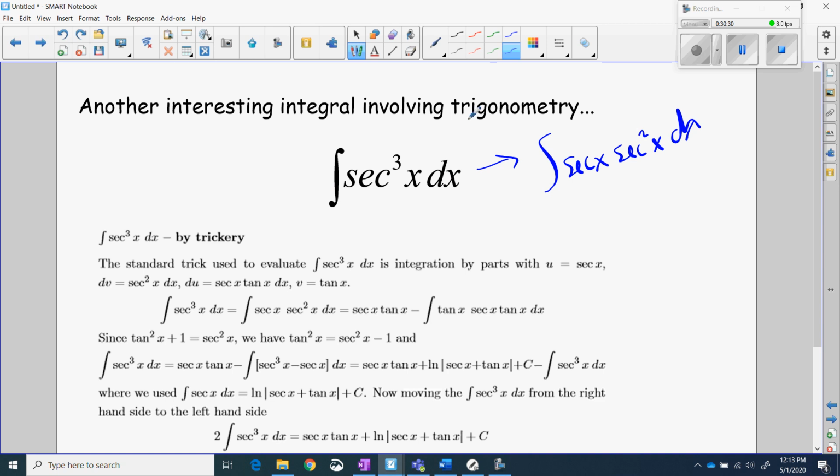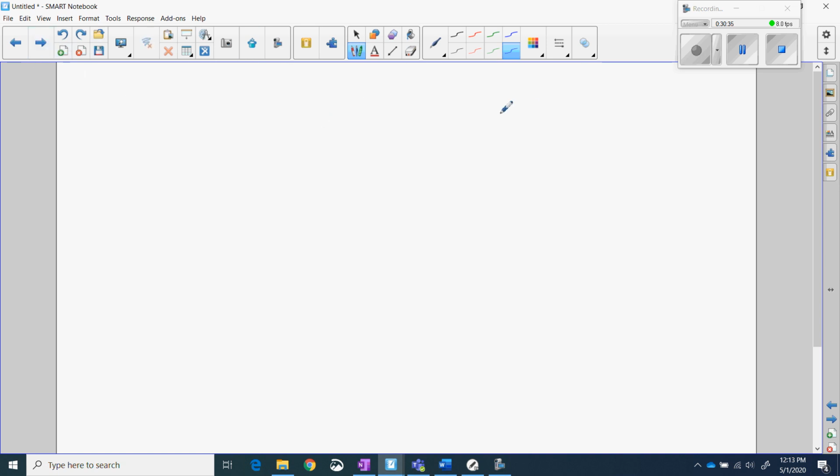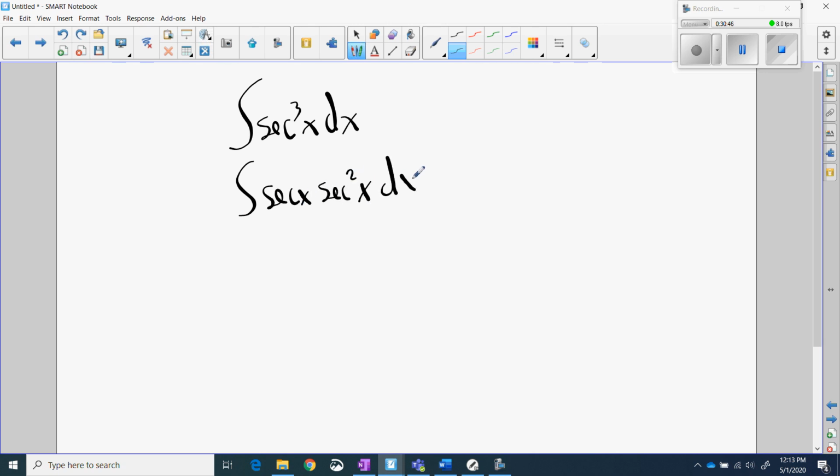So let's give ourselves a clean page here. And imagine we had to do the integral of secant cubed x dx. So we're going to split it: secant x, secant squared x dx. The reason I split it that way is so that this is now the derivative of tan, so it can be my dv. So I'm doing integration by parts like we did in our last video. So u equals secant x, dv is secant squared x dx.